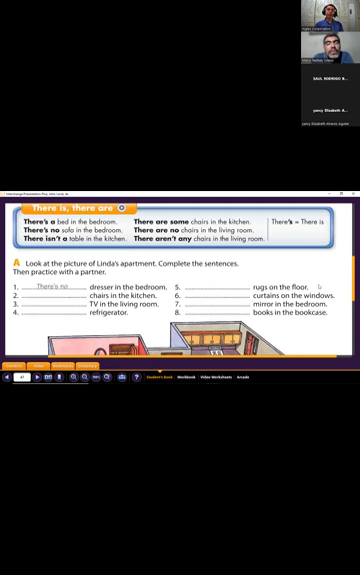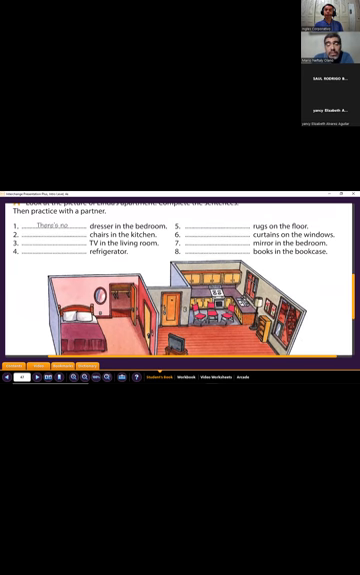Now, look. This is the apartment of Linda. Linda's apartment, right? So in this apartment, there are some things and there aren't some things, right? So look at the picture, please. Number one. Look at the bedroom, right? Do you see a dresser? Un gavetero? Dresser in the bedroom? No, right? There is no dresser in the bedroom. What about chairs in the kitchen? What about TV in the living room? Refrigerator. Do you see a refrigerator? Rugs, you know, alfombras? Curtains? Mirror? Books?